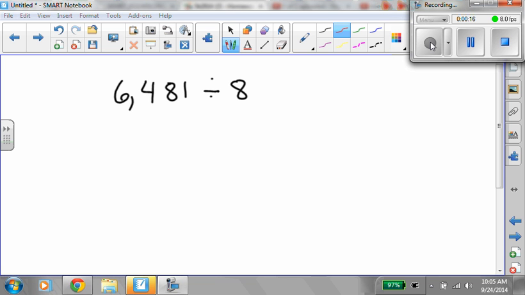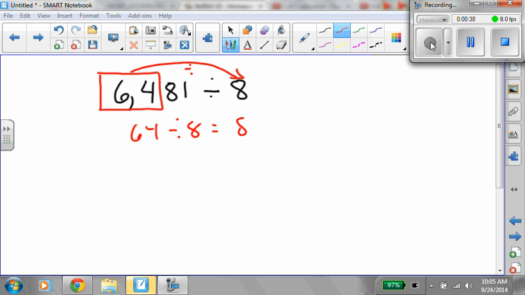If you have 6,481 M&Ms and you want to divide them between 8 people, about how many M&Ms will each of these 8 people get? If you look at the first 2 digits of this number, it's 64. Can you divide 64 divided by 8? Yes, 64 divided by 8 is 8.